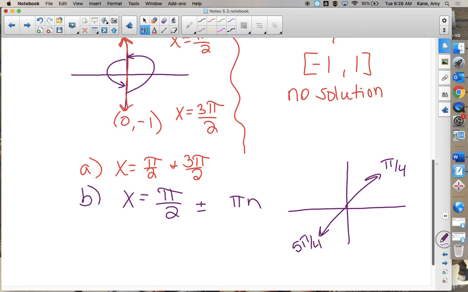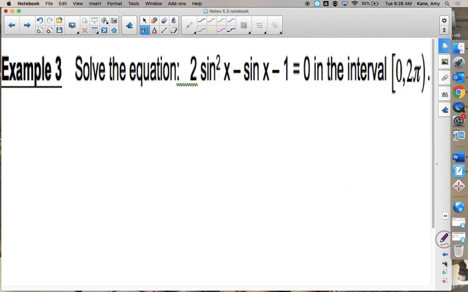Any questions so far? Okay, so we're going to do a little more factoring. Looking at the next page.